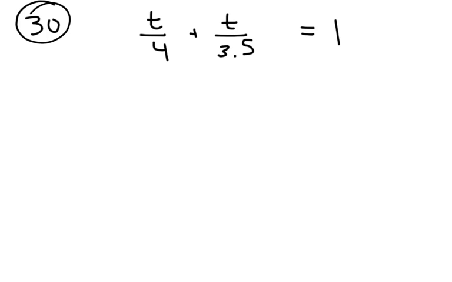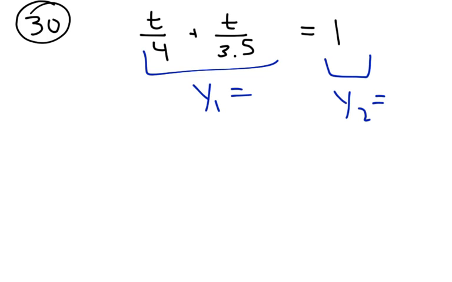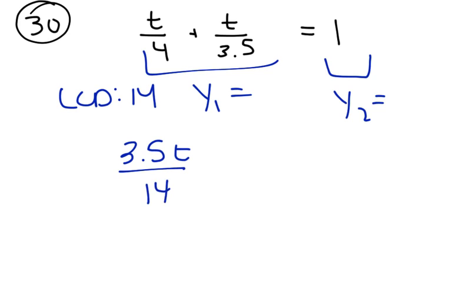Now, how do you solve the rational equation? Well, you can graph it and find the point of intersection. You can subtract 1, set it equal to 0, and find the x-intercept, or you can do it algebraically. If you do it algebraically, the common denominator is going to be 4 times 3.5, which happens to be 14. So in order to get a common denominator of 14, I'm going to multiply the first fraction by 3.5. I'll multiply the second fraction by 4. And then the third fraction needs a 14.